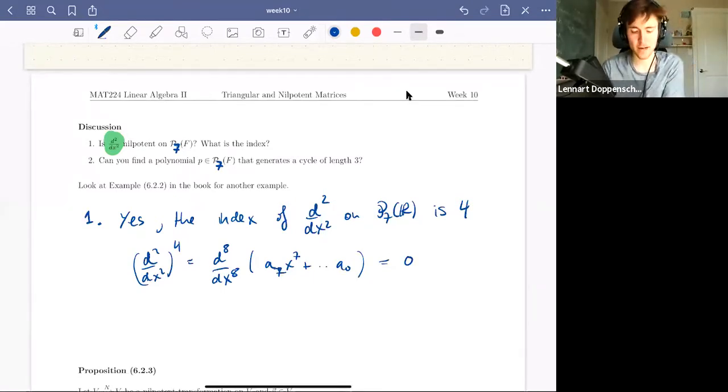And then, can you find a polynomial that generates a cycle? I guess I already gave it away. I gave one instance. Please take a simple one. It should be quick to write.